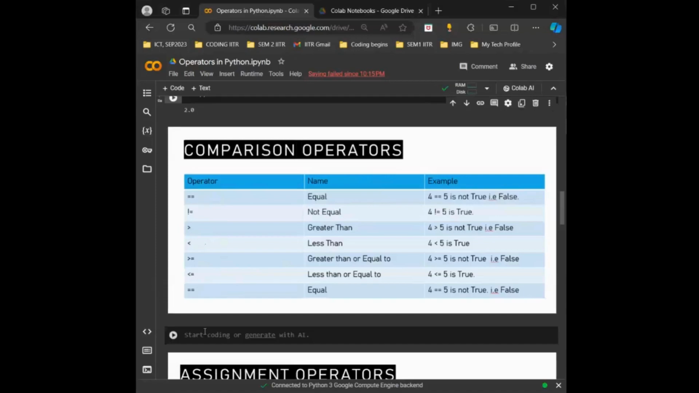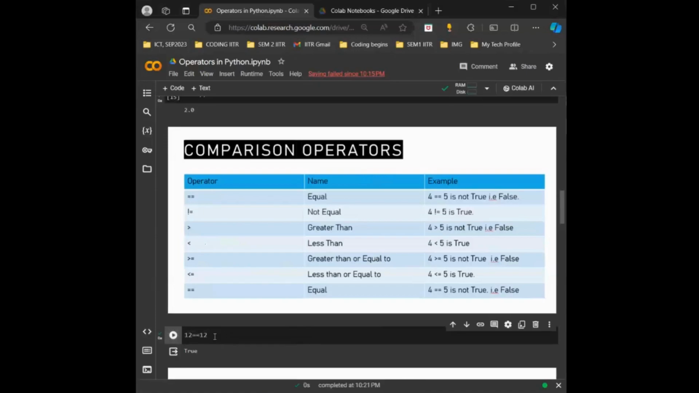Let us execute some code and see what we just discussed. Let us take some other number. I'm taking 12 as one of the numbers and checking the equality of the number with 12. 12 double equal to 12. The result should be true. But what if I make this number 13? It will give me false.